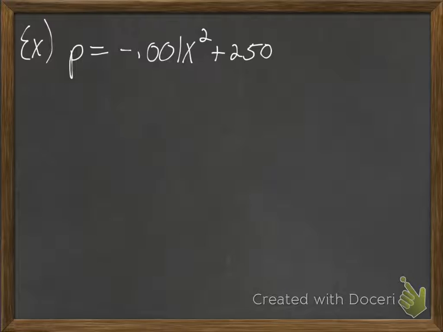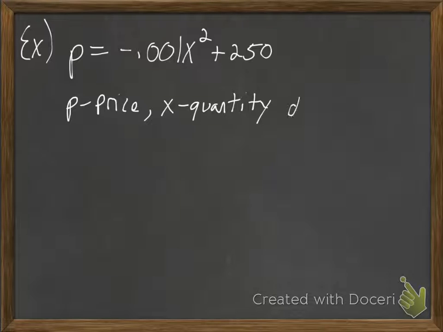Where P is the price and X is the quantity demanded in units of thousands. So P is the price, X is the quantity demanded, in thousands.